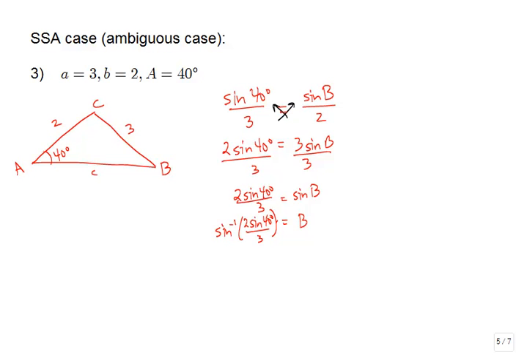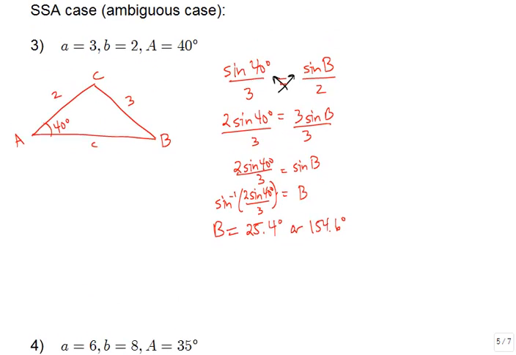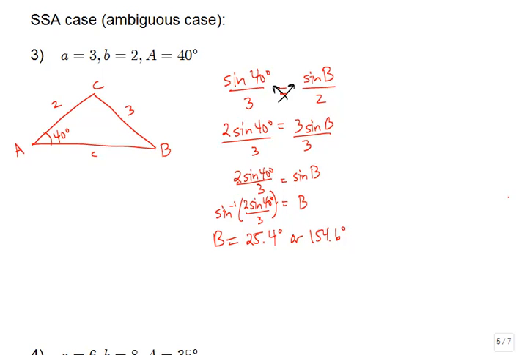So the two cases we got were B is either 25.37 degrees. Well, let's just go ahead and round that to 25.4, just to make our lives a little bit easier. So 25.4 or 154.6. So those were my two cases. So what I'm going to do now is consider what might happen in those two cases. So let's go over to here.